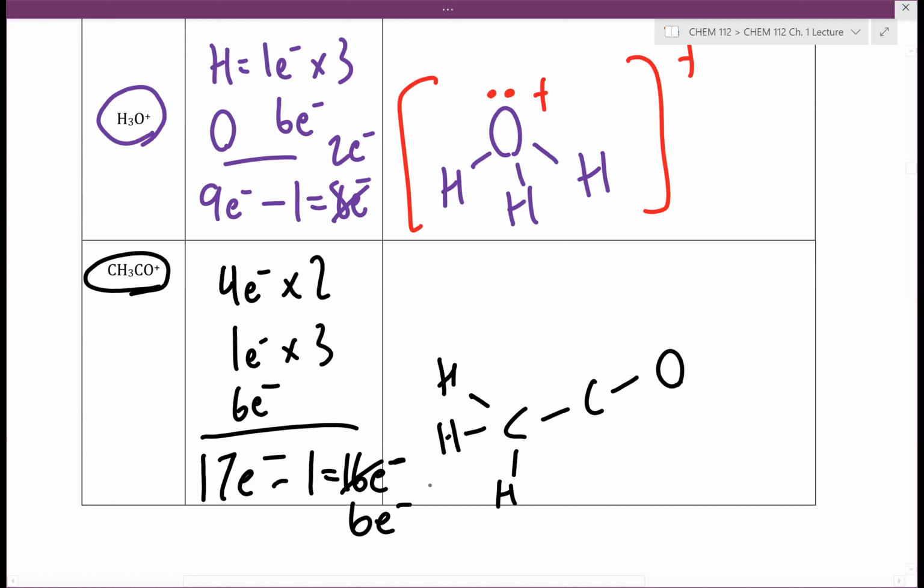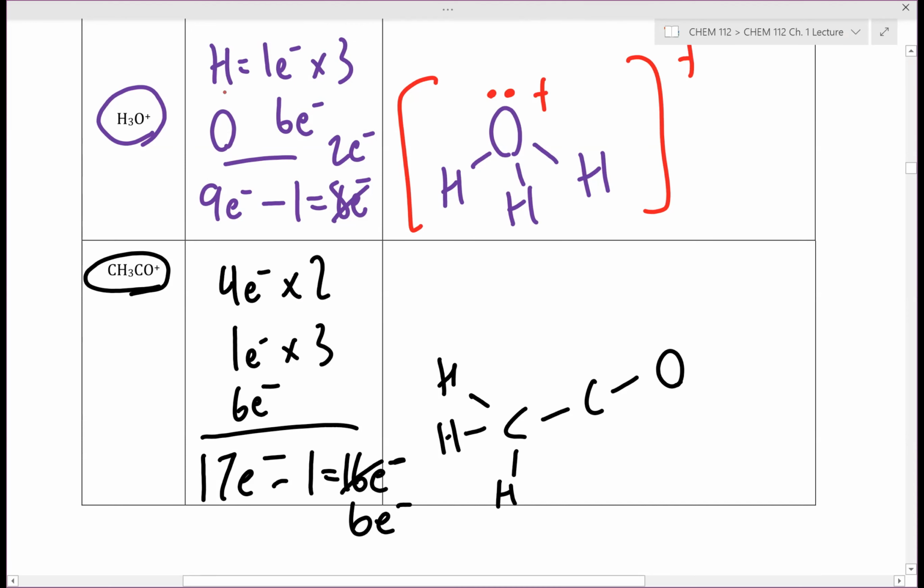Let's now switch to my lone pair color. And what outermost atom, yep, exactly. Oxygen's electronegative, it's an outermost atom. And how many electrons does it need? 6. 2, 4, 6. Wonderful.